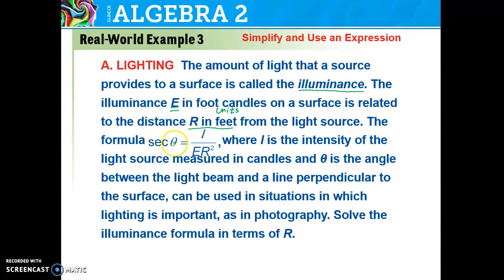The secant of theta equals I over E r squared. I is the intensity of the light source measured in candles. Theta is the angle between the light and a line perpendicular to the surface. And again, E is the illuminance, right? We use this in situations where lighting is important, like photography and things like that. So we're going to solve this formula for r.